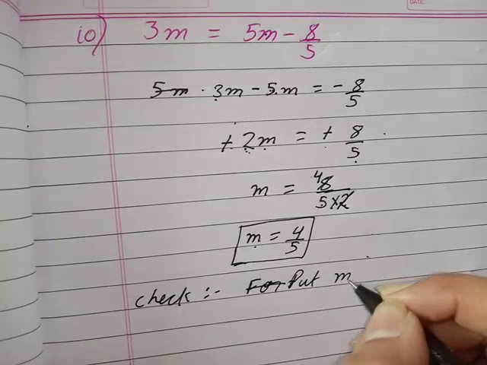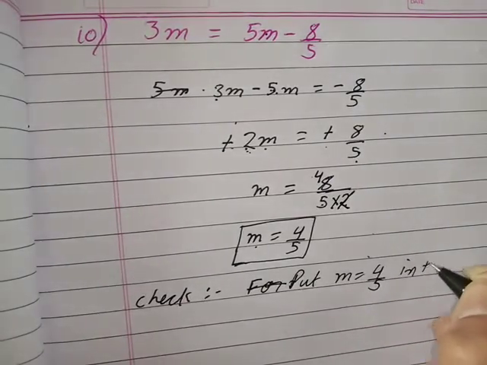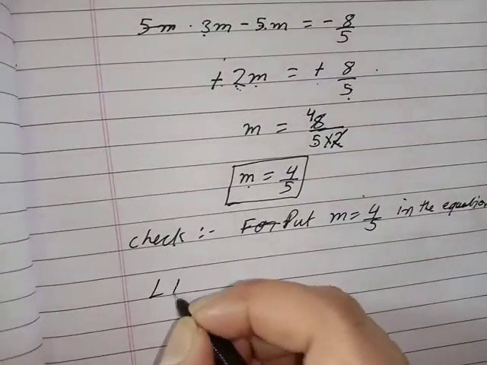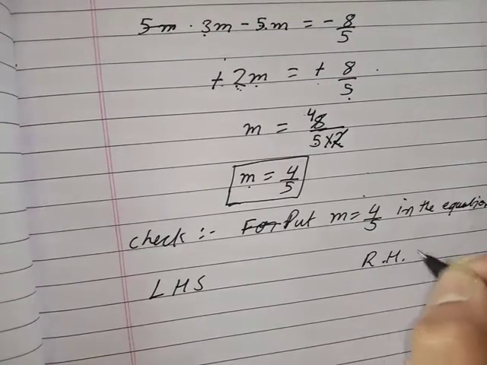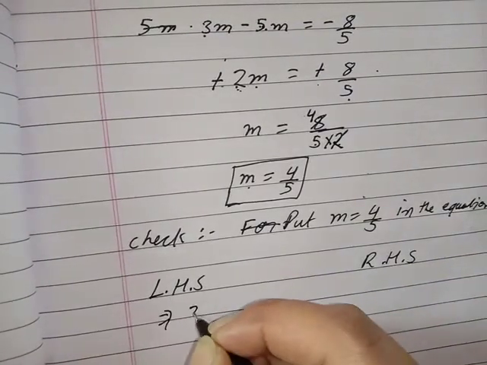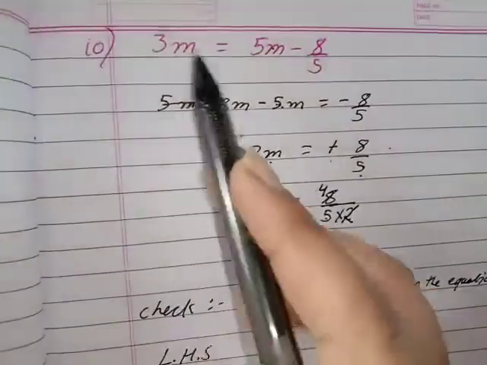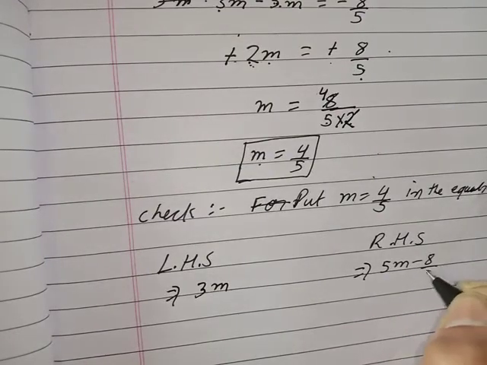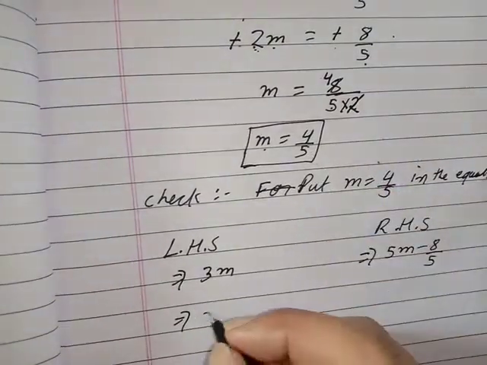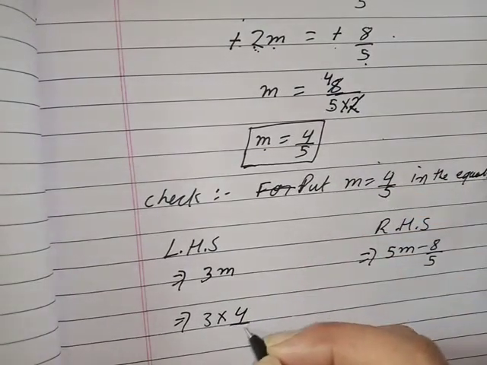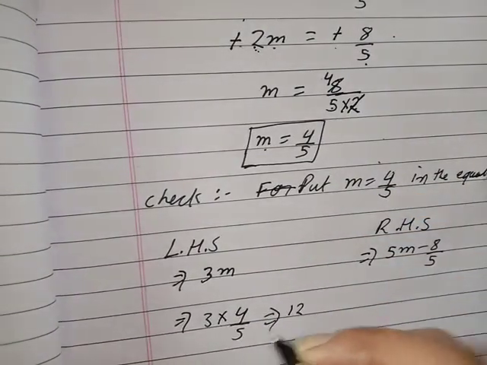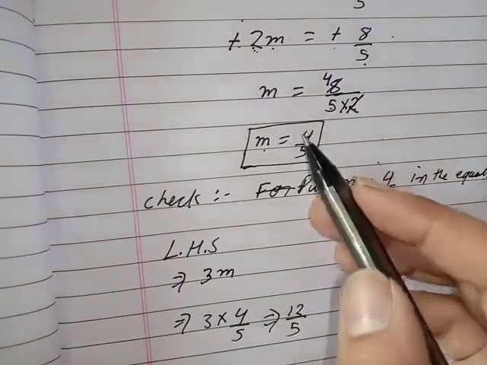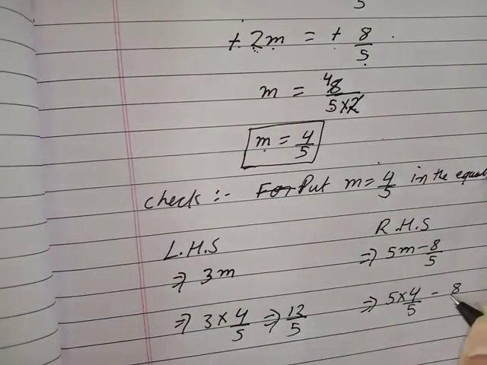Put m equal to 4 upon 5 in the equation. First in the LHS, then in the RHS. So the LHS is 3m and the RHS is 5m minus 8 upon 5. 3m, and the value of m is 4 upon 5. So 3 into 4 is 12, 12 upon 5. In the RHS, the value of m is 4 upon 5, so 5 into 4 upon 5 minus 8 upon 5.